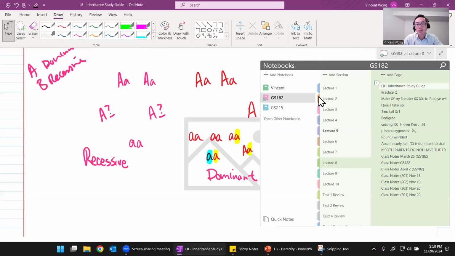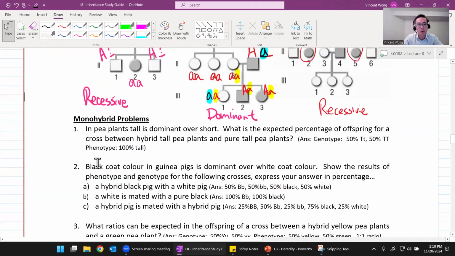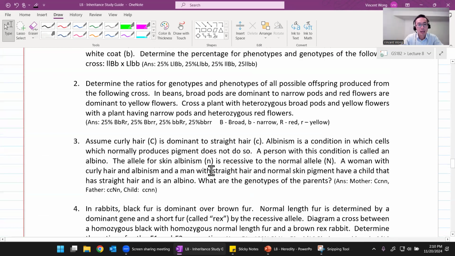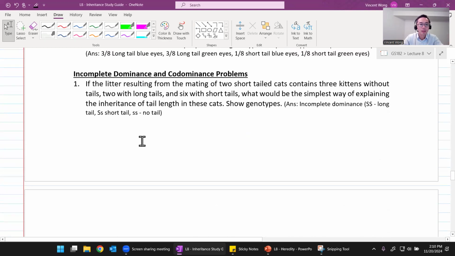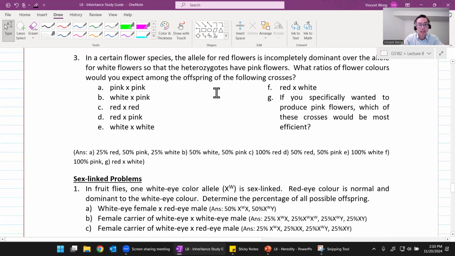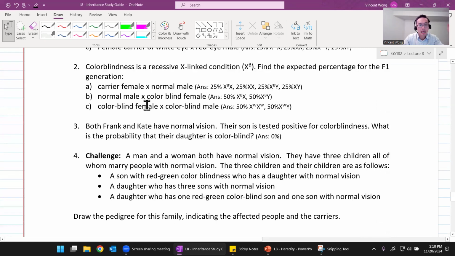So what I want you to do, guys, is to practice the monohybrid problems. And if you want, you can try the dihybrid as well. But next class, we will do a few more dihybrid problems. We still have to learn incomplete and codominance inheritance patterns, and then we have to learn sex link. That probably should take us the entire Monday class. But just in case we finish early, bring the lecture 9 stuff as well. We're almost there. I think 3 more weeks and then we're done.